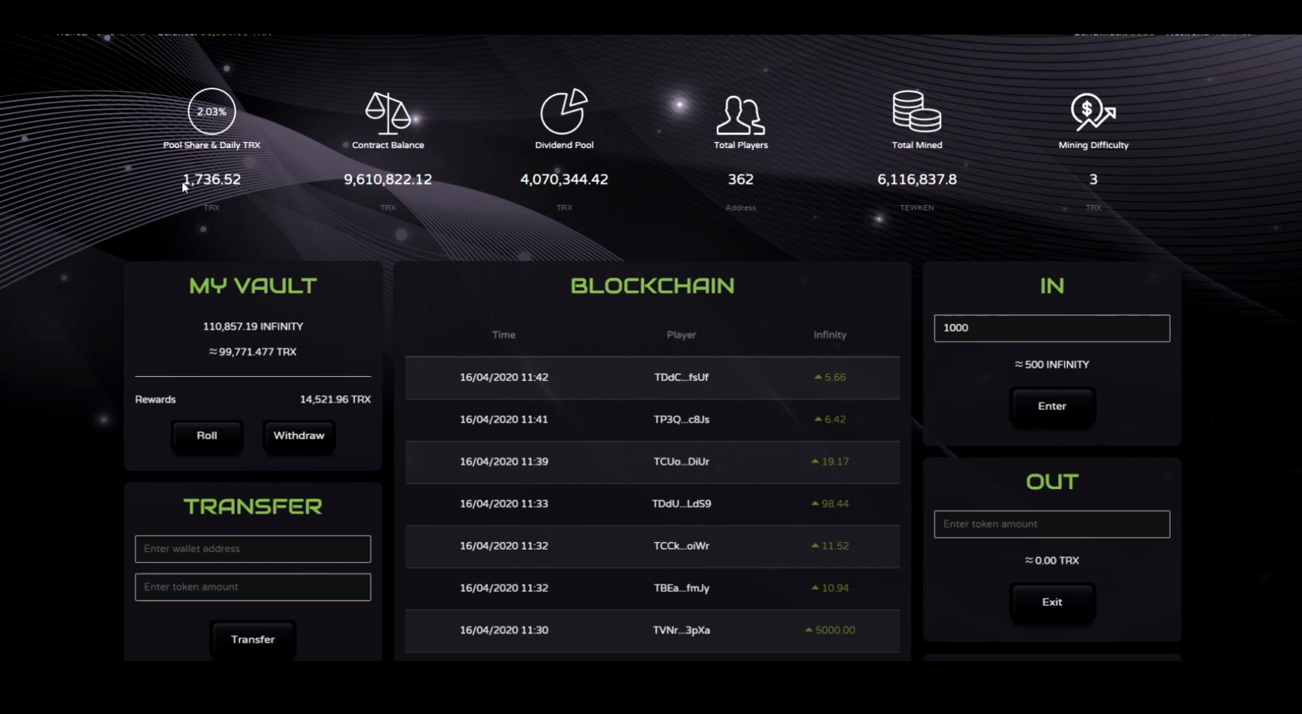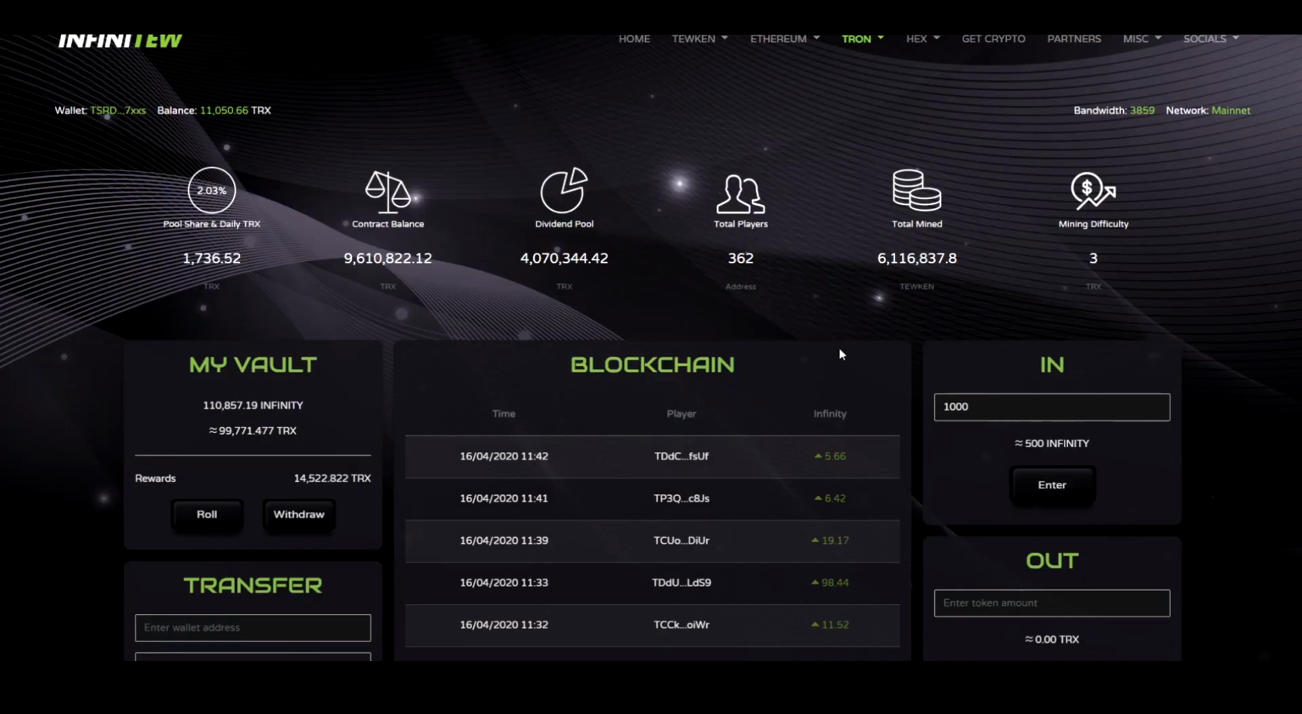So not only am I getting this, I'm getting a portion of the fees from everyone who enters and exits the contract on top. So if we look here, we can see that I'm getting exactly 0.05 TRX every 2 seconds. And every now and then, it'll jump up even more when someone goes in.